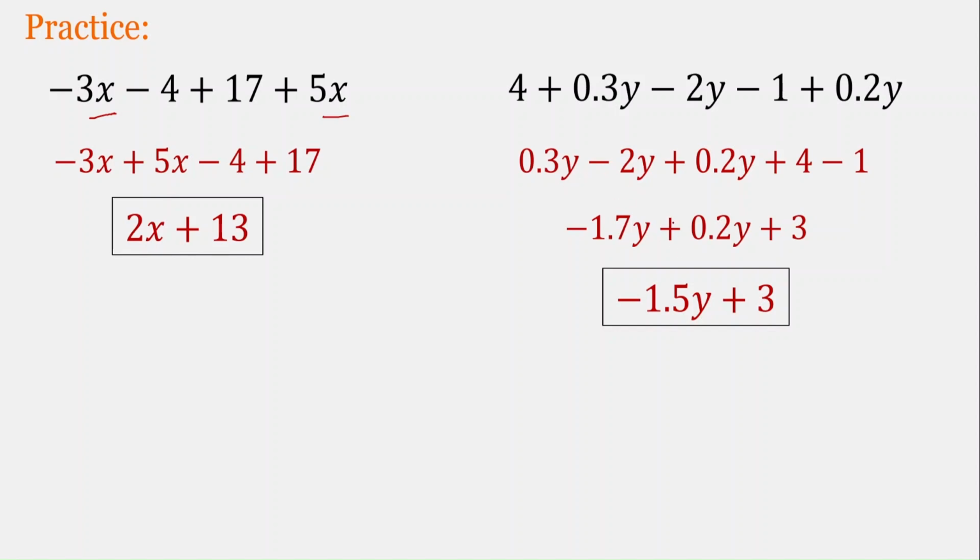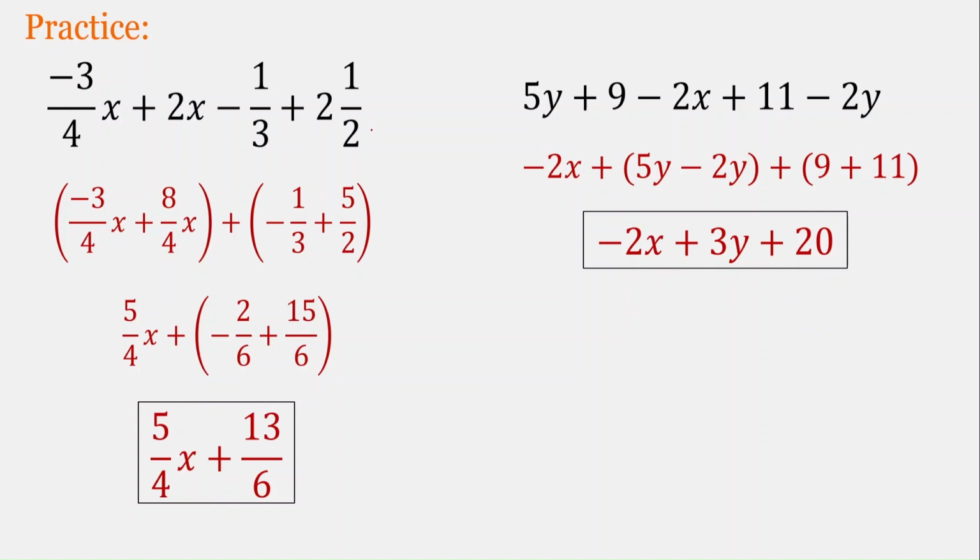In the second problem, we have 5 terms, 2 numerical terms, and then 3 terms with the variable y raised to the first power. So we will reorder this algebraic expression, getting our like terms together, and then our numerical terms together. And then combining like terms, we end up with negative 1.5y plus 3.